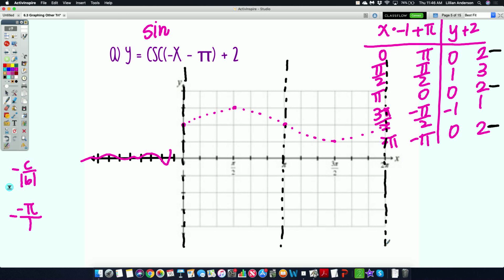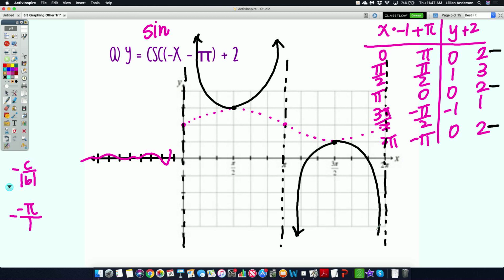And remember, wherever there is a maximum on the graph of sine, the little parabola is going to point up or down? Up. And they're asymptotes, so they should get close but never cross or touch. And if there's a minimum, it points down. And that is the graph of cosecant of negative x minus pi plus 2.